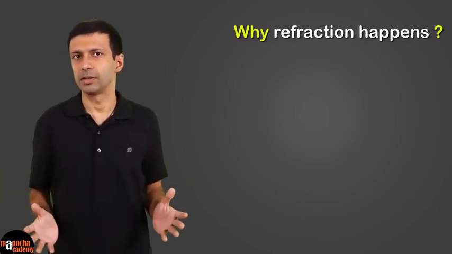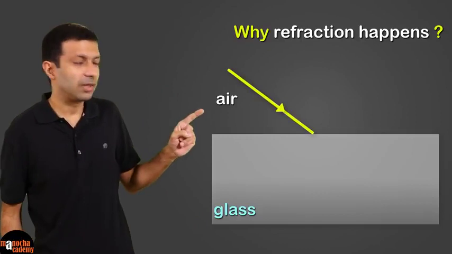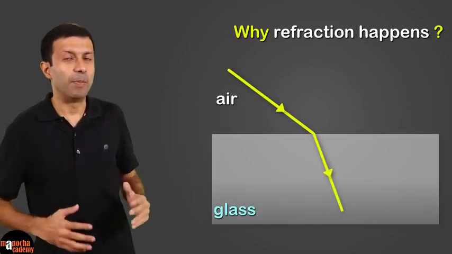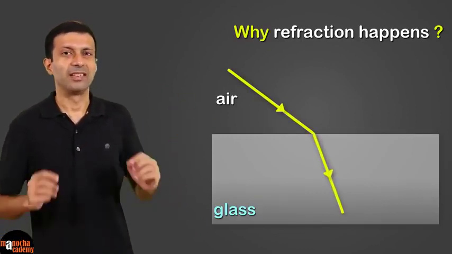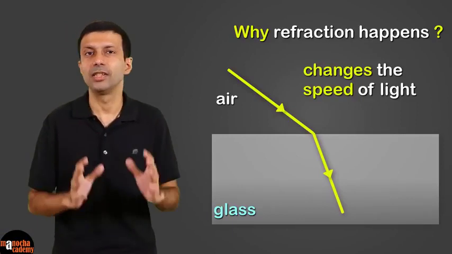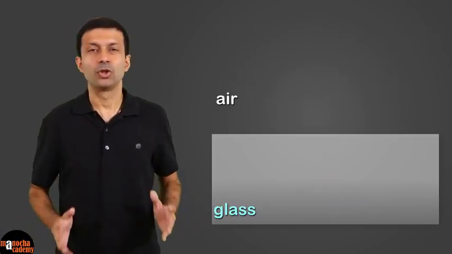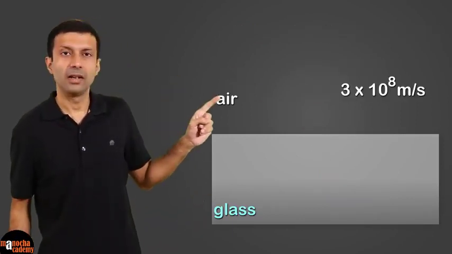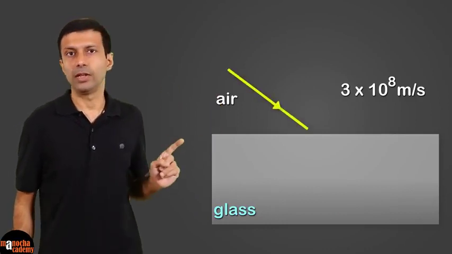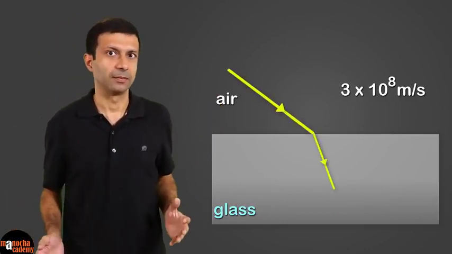Now that we know what is refraction, let's take a look why refraction happens. So what is the magic this glass block is doing to bend the light? The answer is it changes the speed of light. So let's say the speed of light in air is approximately 3 into 10 to the power 8 meter per second.